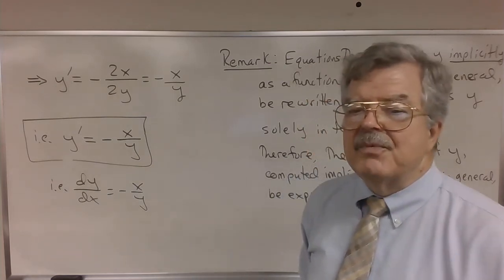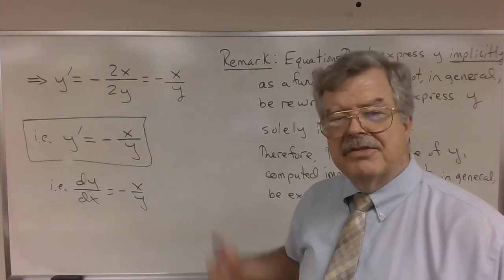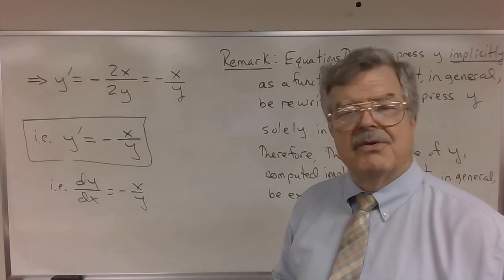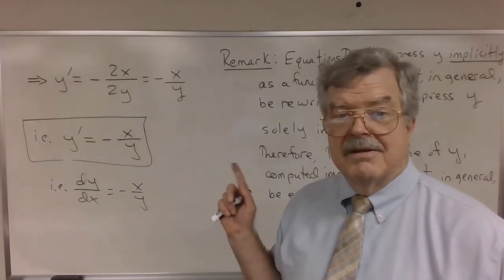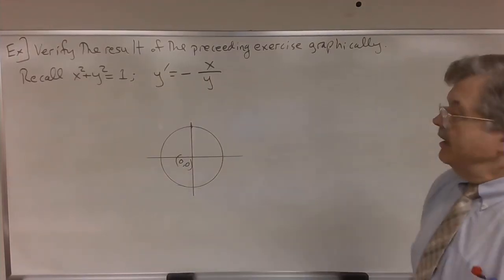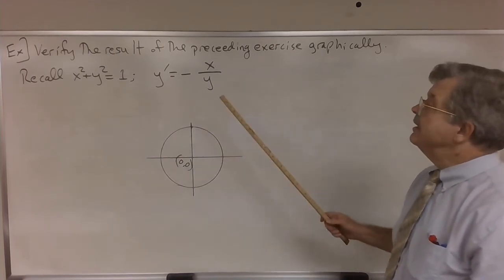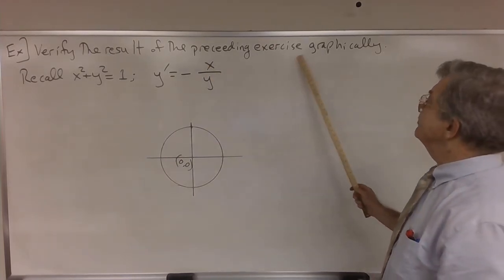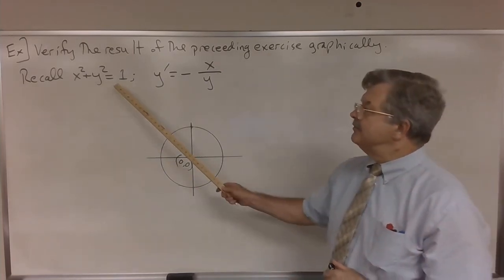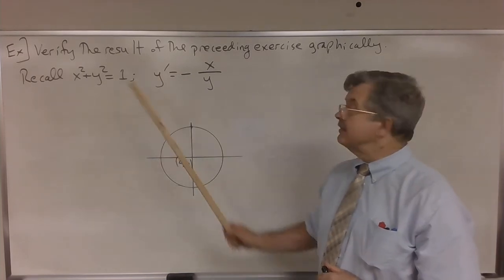Now, let's see if we can take a look at the exercise that we just did and somehow show the validity of our result. Okay, we're back, and we're going to confirm the result of the preceding exercise graphically. Here was the equation that expressed y implicitly as a function of x.